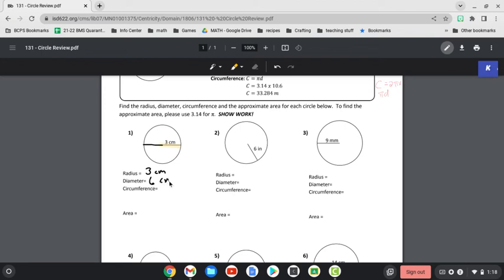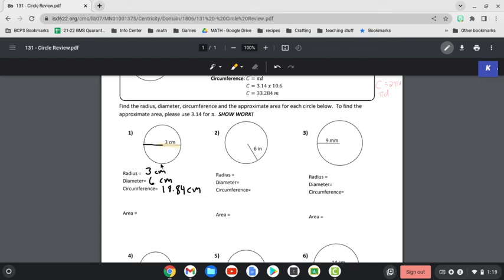And remember that circumference is equal to 2 times pi times radius. So I could do 2 times 3.14 times 3, or I could just do 3.14 times 6, because when you double the radius, you get the diameter. So circumference is 18.84. And this is going to be approximate because we're using 3.14 as pi. And circumference is linear, so we call that centimeters.